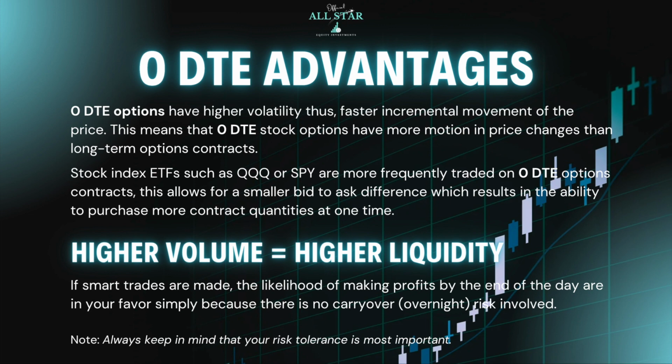For example, index ETFs like QQQ or SPY, which are really popular, are traded more frequently on 0DTE options, which allows for smaller bid and ask differences, resulting in the ability to purchase more quantities of contracts. Essentially, the major takeaway is that higher volume equals higher liquidity. So now let's look at some specific option contracts for the upcoming week involving Tesla and QQQ.